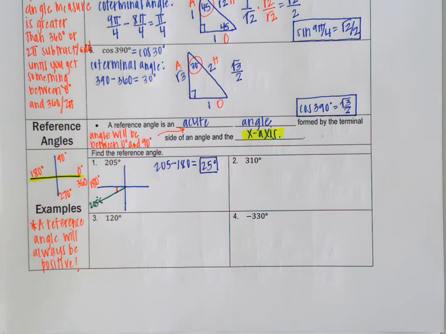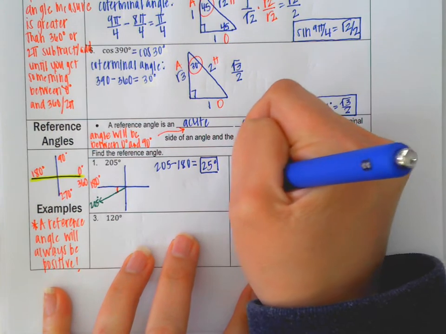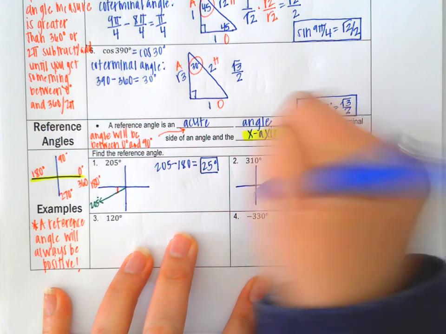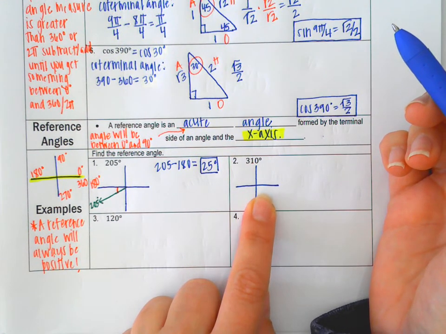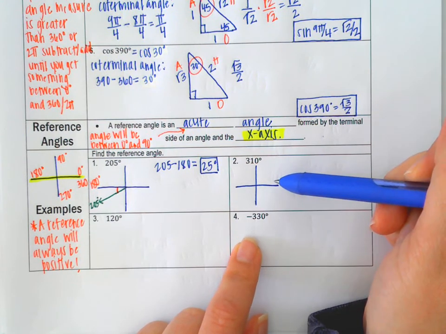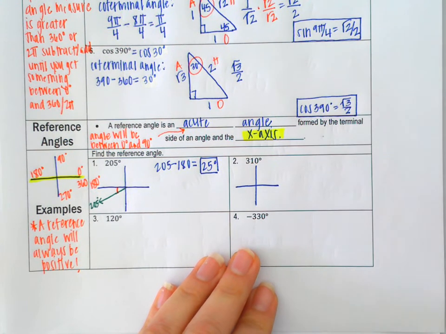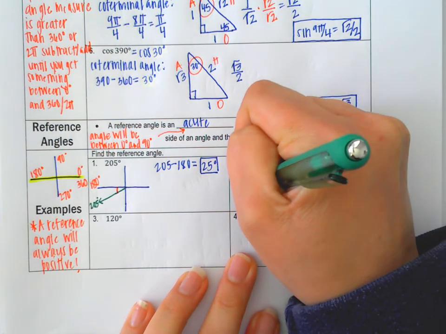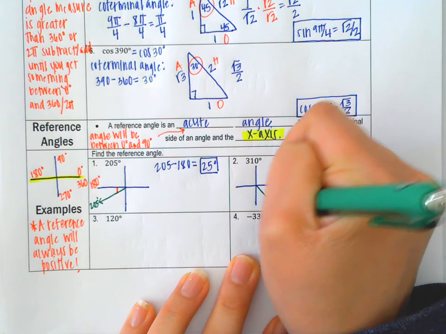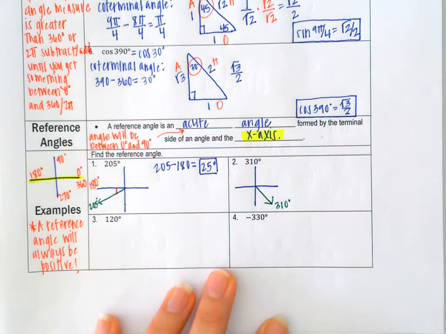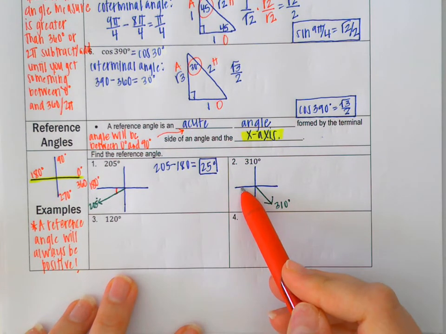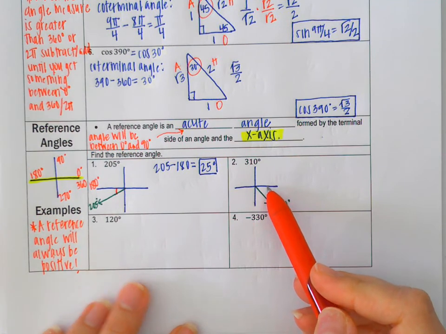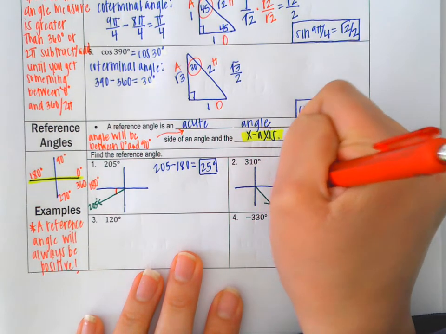So let's look at 2 together. So 2 is 310. So again, I'm first just going to draw that out. Where is that going to be? Not in quadrant 1, not in quadrant 2, not in quadrant 3, but it is in quadrant 4 because quadrant 4 is 270 to 360. So that's going to be about, I don't know, here. And so again, what x-axis is it closest to? Is it closer to 180 or is it closer to 360? And it's definitely closer to 360.